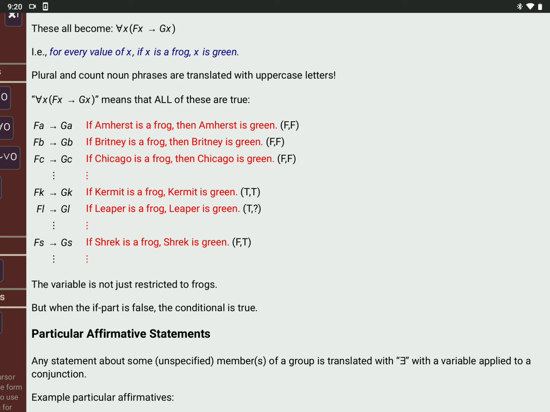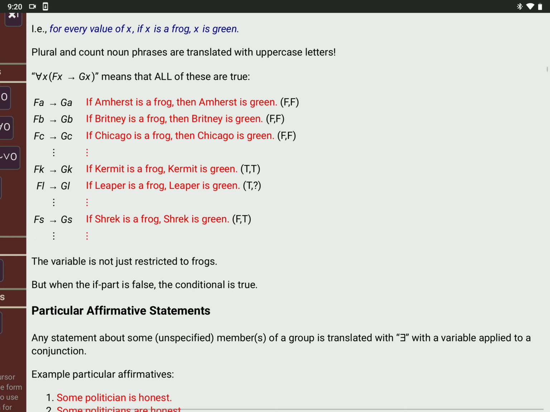Let's jump down to the one at the bottom. If Shrek is a frog, then Shrek is green. FS arrow GS, right? That's got false on the left. Now, Shrek is green, so we've got true on the right, but false arrow true is still true, right? The only thing that can make one of these false is if you have true on the left and false on the right. If you have true on both sides, like FK arrow GK, if Kermit is a frog, then Kermit is green, there you've got true on both sides. That's still true.